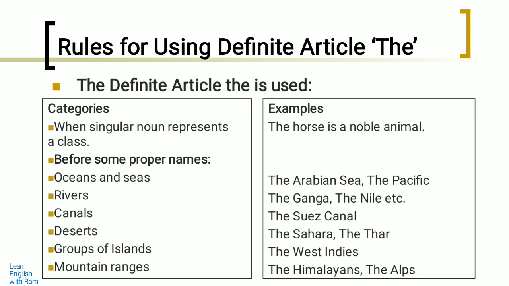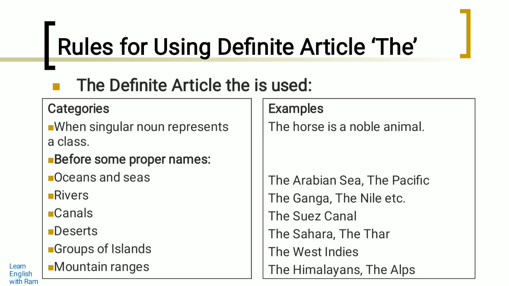The Suez Canal. If a desert name is there, that time also you have to put the article. The Sahara, the Thar Desert, like that. If an island is there, if a group of islands is there, that time also you have to put the. For example, the West Indies.